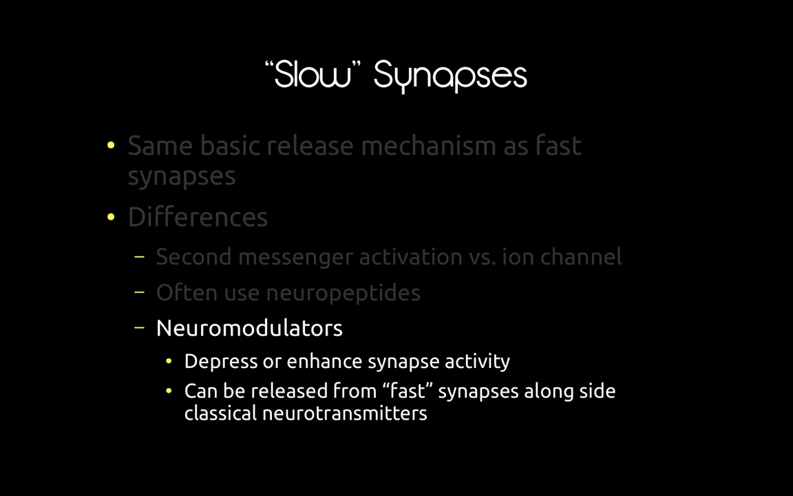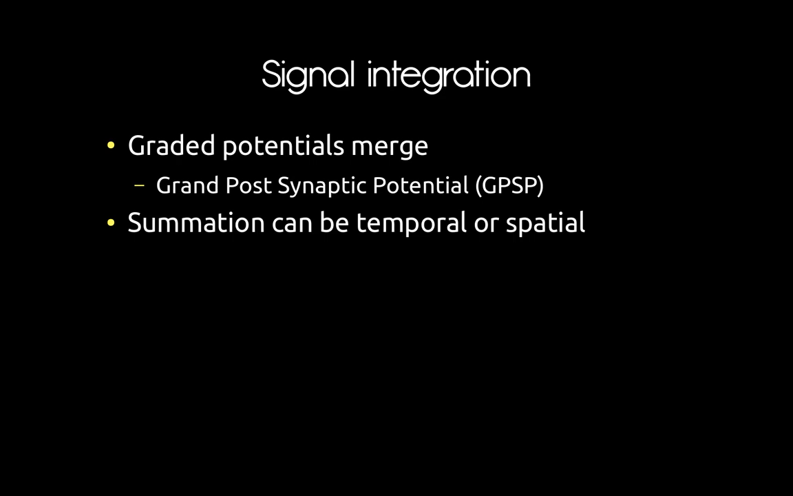Okay, so enough of the different kinds of synapses. What we're going to move on to now is summing this all together and start talking about signal integration in these neurons. As we begin plowing all of these graded potentials into the dendrites and the cell bodies of these postsynaptic neurons, these graded potentials are going to begin to merge and create what's called the grand postsynaptic potential.